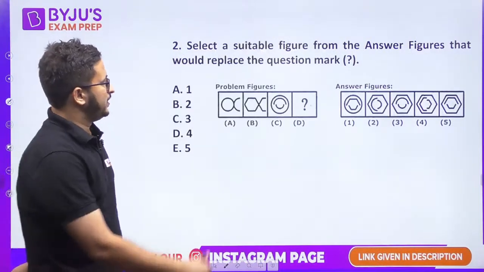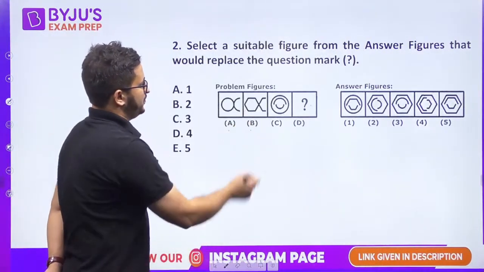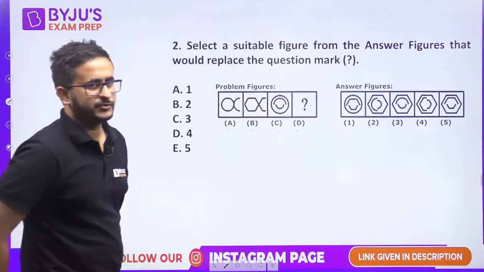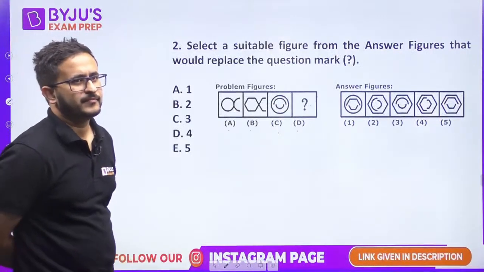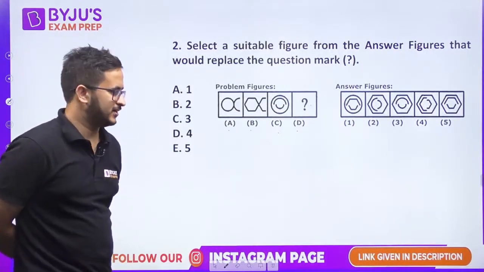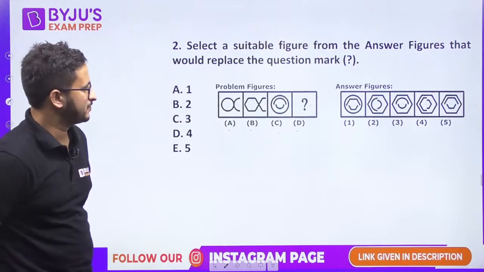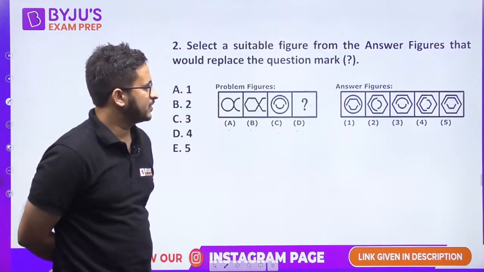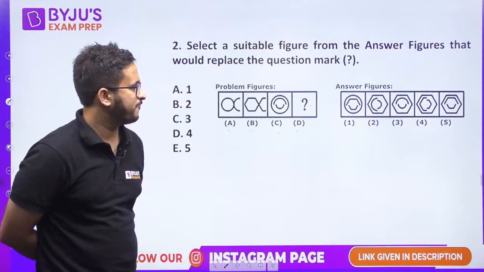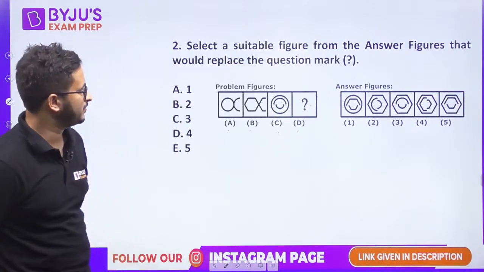So we are given a figure in which A is related to B in the same way C is related to D. Analogy problems, many times they are easy, but at times they can be difficult as well. This one is an easy one.